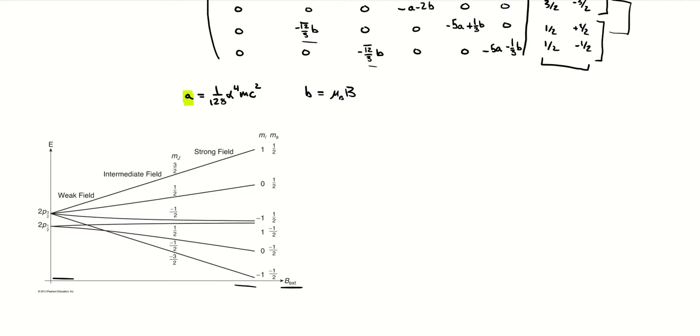And we can consider the same sort of thing. How does that external field perturb our 1s states? The textbook goes through the intermediate field case. I'll likely have you do the strong and/or weak field as homework.